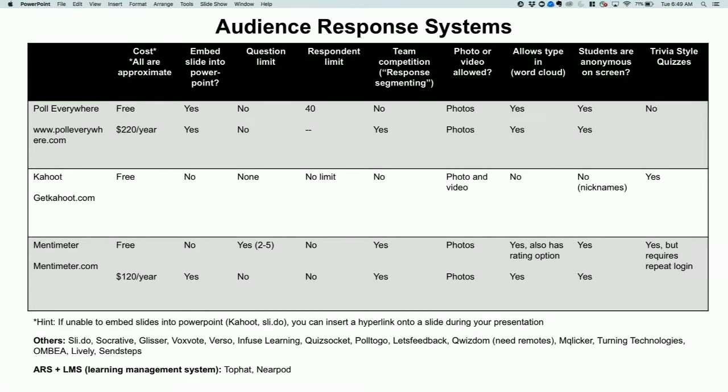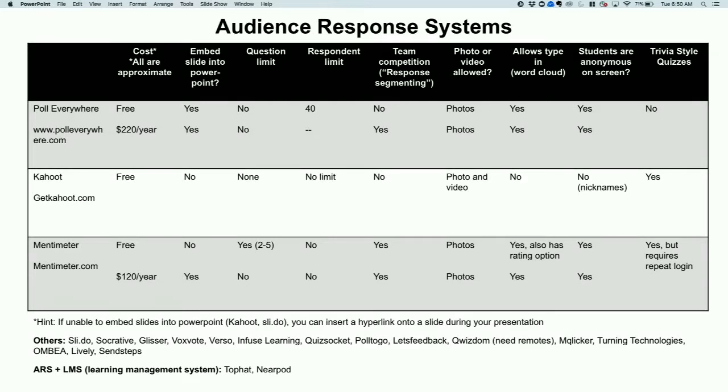There are some workarounds. For example, you could screenshot a question and then put it as an image rather than the words themselves. That's one workaround for Kahoot. And then the other problem with Kahoot is that there are character limits on the answer choices as well. So those are some of the limitations of Kahoot.